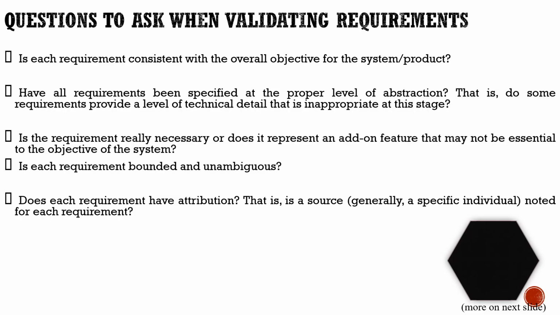Questions that should be asked at this stage are: Is each requirement consistent with the overall objective of the system? Have all requirements been specified at the proper level of abstraction? That is, do some requirements provide a level of technical detail that is inappropriate at this stage? Is the requirement really necessary, or does it represent an add-on feature that may not be essential for the project? Is each requirement bounded and unambiguous? Does each requirement have attribution, that is, a source noted for each requirement?